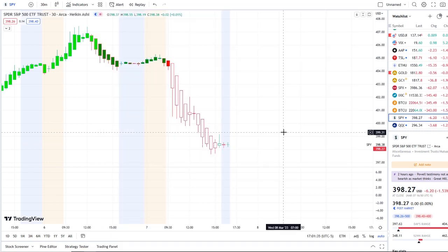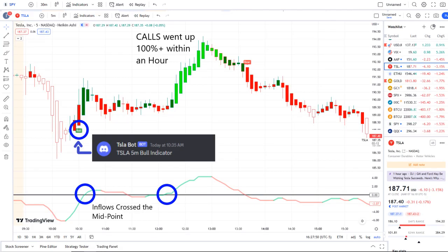So the home run of the day was from our Tesla bot. Our Tesla bot at 10:35 a.m. sent out a bull indicator, and from that moment forward, inflows crossed the midpoint to the upside, full strength there on 42 vision from the dip to the rip, and call options went up 100% plus within an hour, guys.